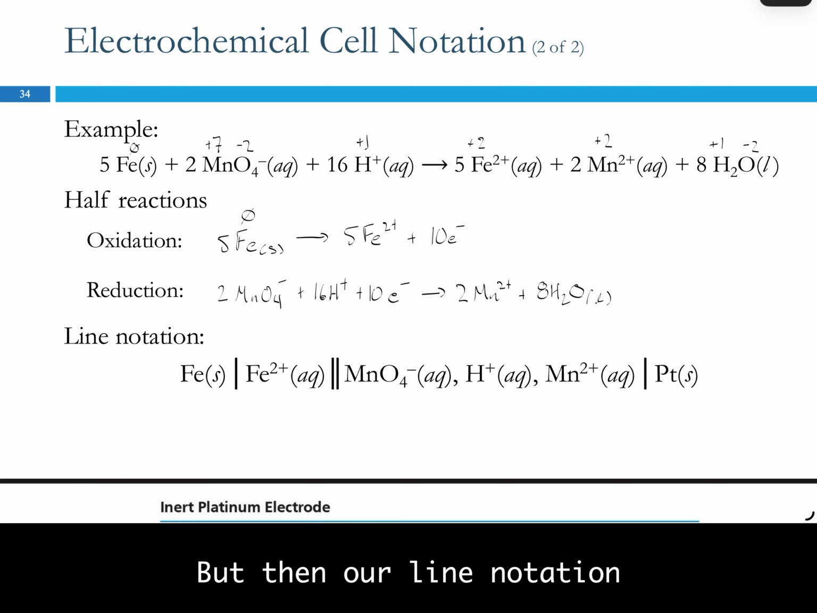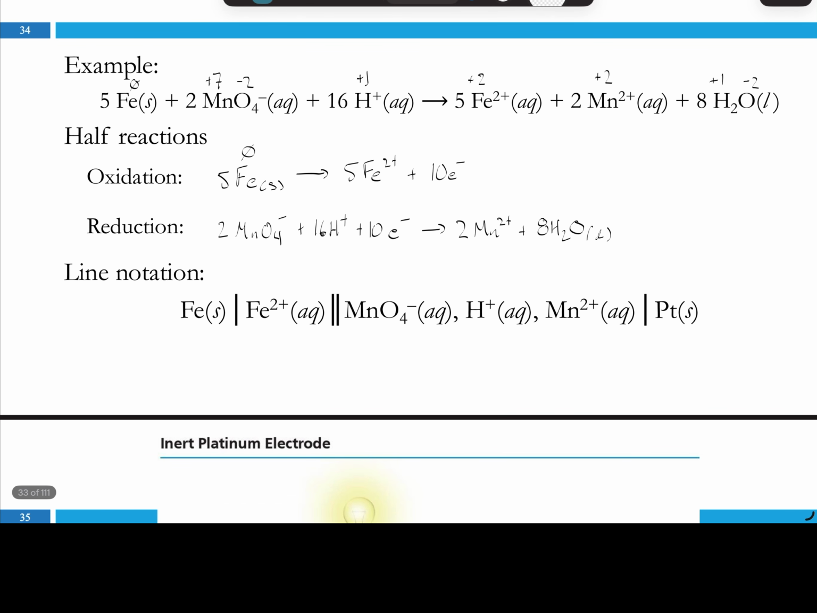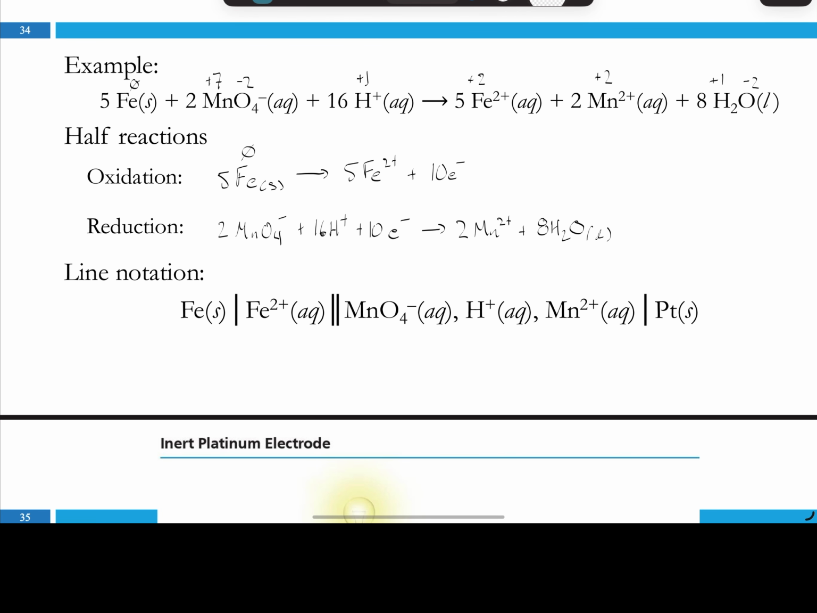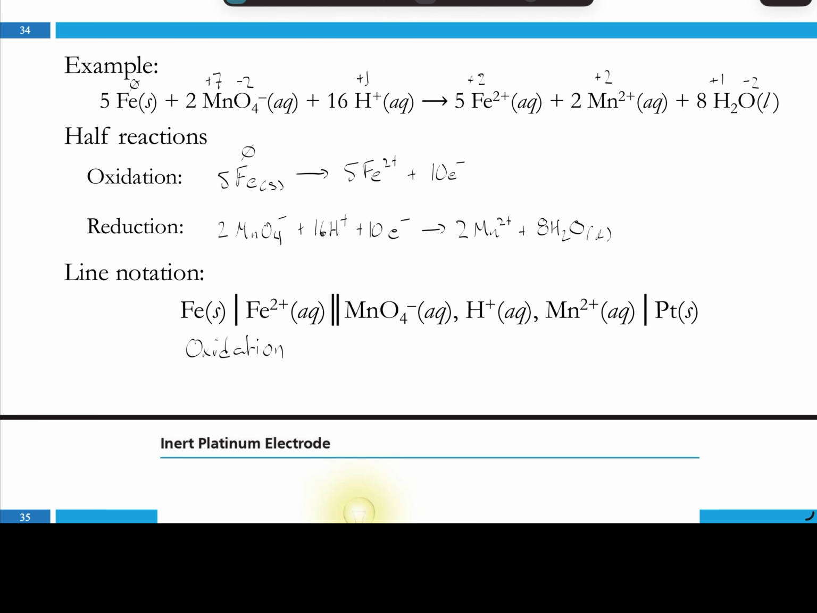But then our line notation should reflect our two half reactions. And as long as it's a voltaic cell, this side will be oxidation. So I have my iron going to iron and electrons, which means it's losing those electrons. So it's oxidation, and then this is the reduction.